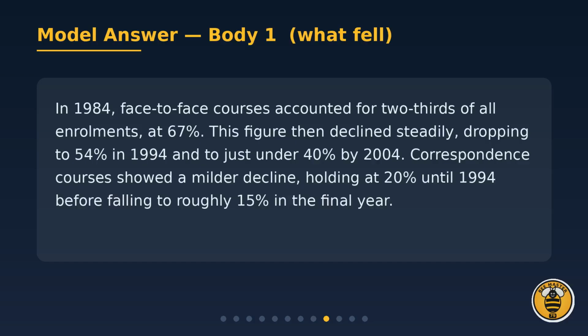In 1984, face-to-face courses accounted for 2/3 of all enrollments at 67%. This figure then declined steadily, dropping to 54% in 1994 and just under 40% by 2004. Correspondence courses showed a milder decline, holding at 20% until 1994 before falling to roughly 15% in the final year.